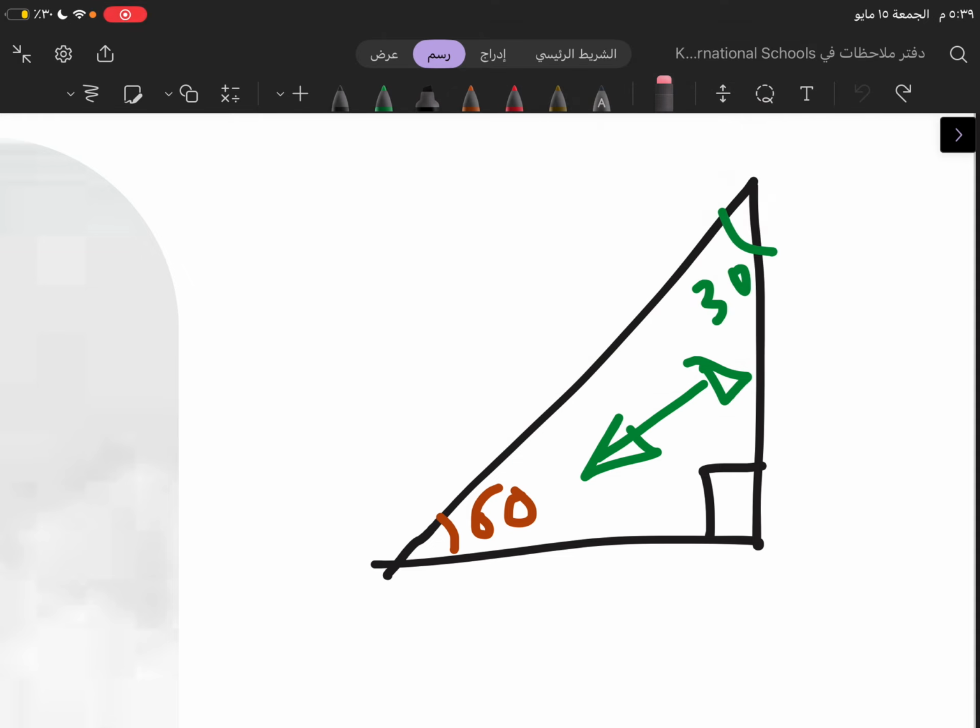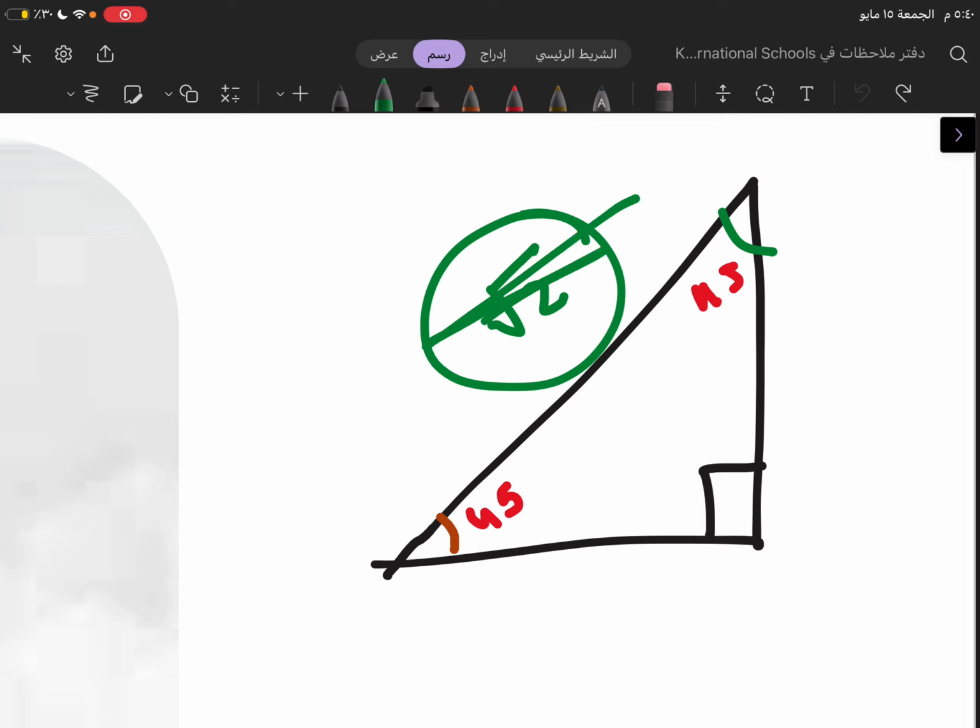Now what if I have 45 45? The 45 45 triangle comes like this, or it comes like this. This one and this one are the same. Okay? Now what is the relation? All the time there is a radical 2 here.